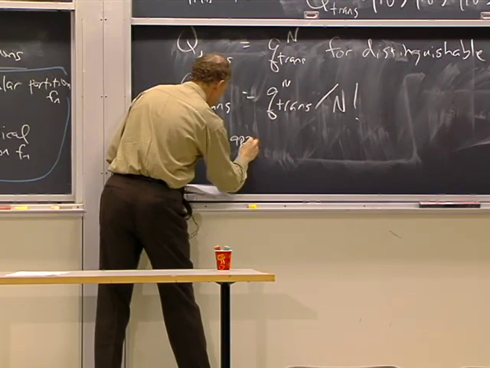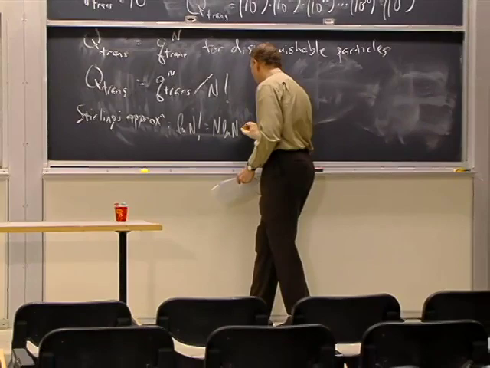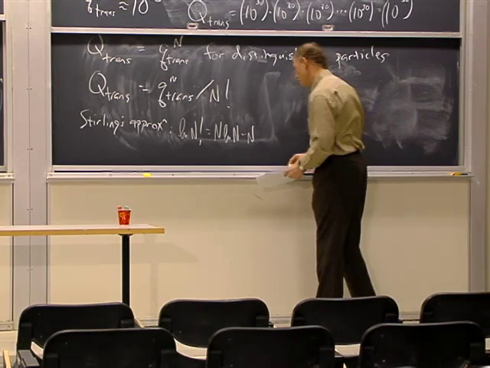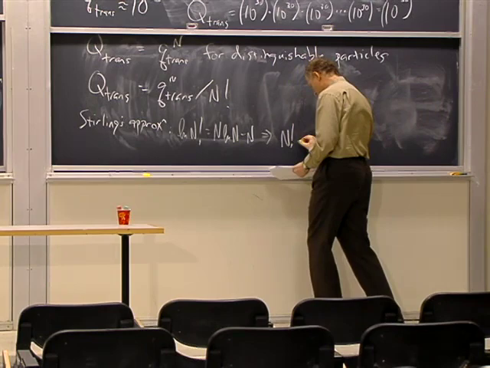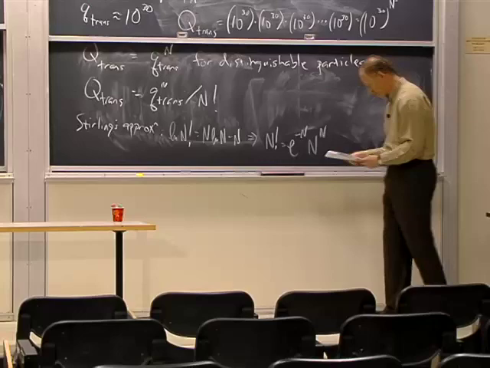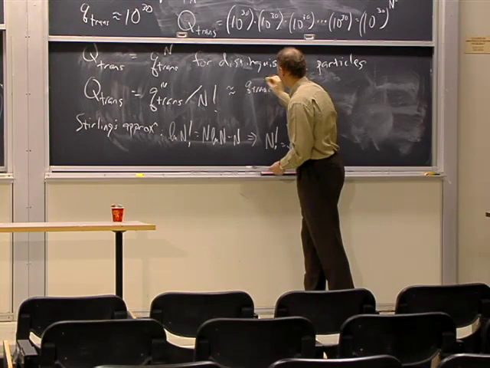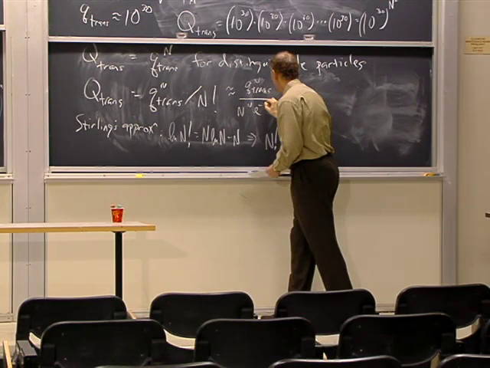For the log of a big number, ln n factorial is n log n minus n. If we take e to both sides, then we find that n factorial is equal to e to the minus n, n to the nth power. So this then is approximately equal to q translational to the nth power over n to the n times e to the minus n.